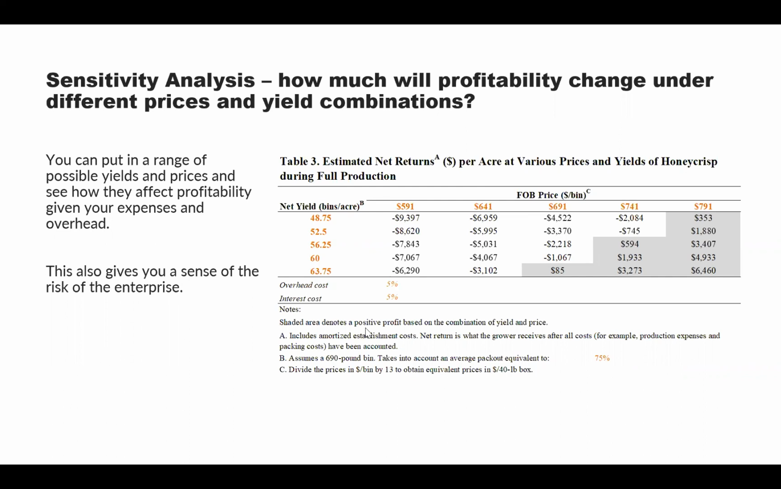And you can see with this one they've set it up so that you can also adjust what the interest rates are and what the overhead costs are, because these numbers here will change based on your assumptions in this area. They also have the pack out equivalent, a 75% pack out equivalent. Maybe your pack out rate is higher, right? So you could adjust that up and that would change these numbers.